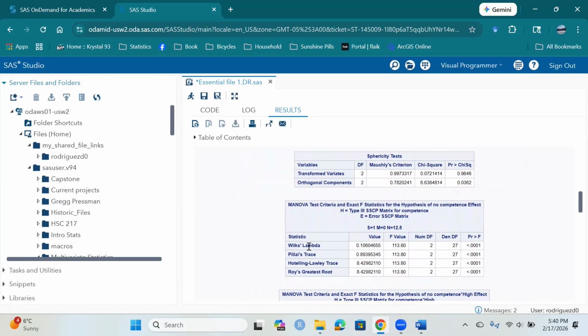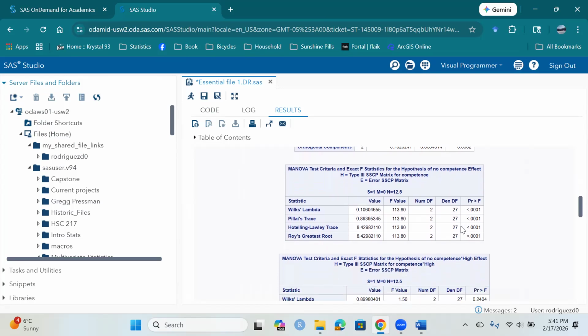And as I mentioned, we can use Wilks lambda as our test statistic. We're going to look at the MANOVA test criteria and exact F statistics for the hypothesis of no competence effect. So this is basically looking at the within subjects effect that goes from baseline to basic to advanced. And we can see that there is an effect of time, so there is an effect of competence.